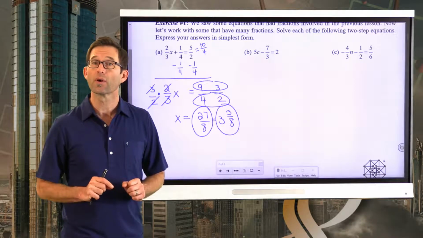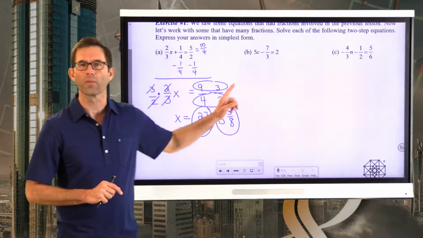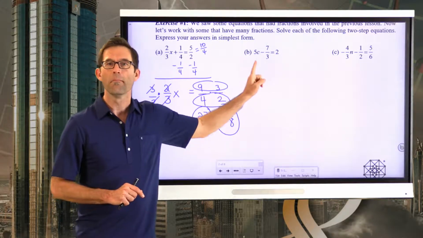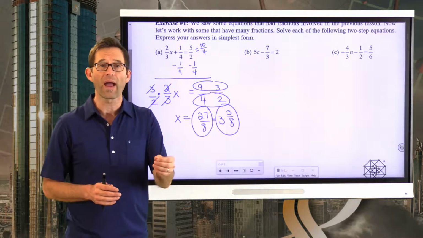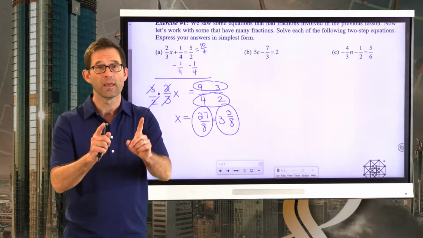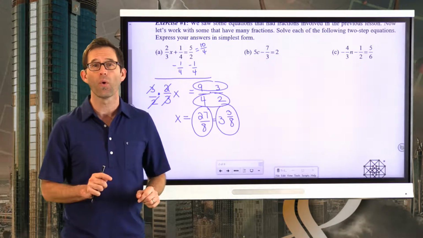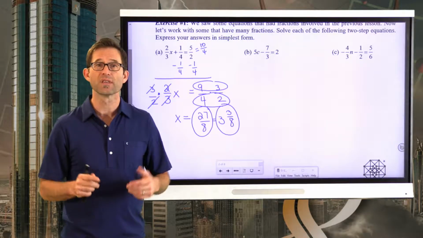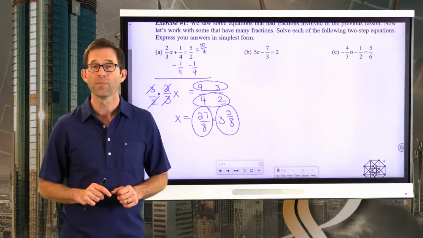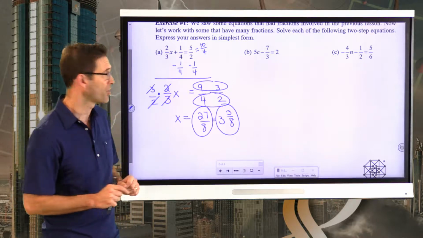Let's take a look at letter B together, because this one's a little bit weird. We've got 5 times c minus 7/3 is equal to 2. So here we've got a mix of both fractions and whole numbers. Keep in mind, of course, we could always write those whole numbers over the number 1 to turn them into fractions if we wanted to think about them that way. But let's solve this one together.